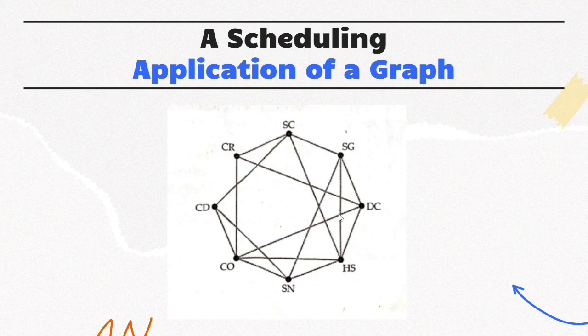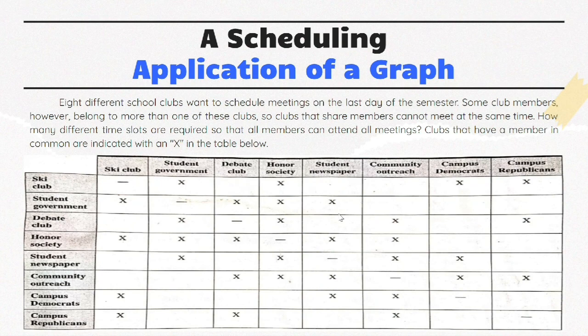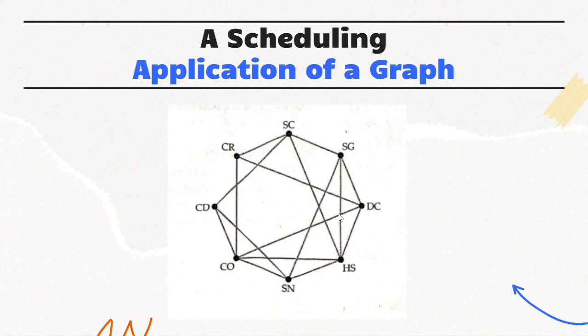If we take a look at this table, an X represents nga nag-connect sa mga vertices or nag-connect sa mga clubs. So, two clubs that are connected by an edge cannot meet simultaneously. So, di sila pwede mag-meet pareho since they are connected. The same with this one, the same with the CD.